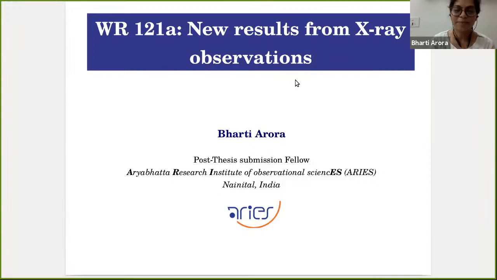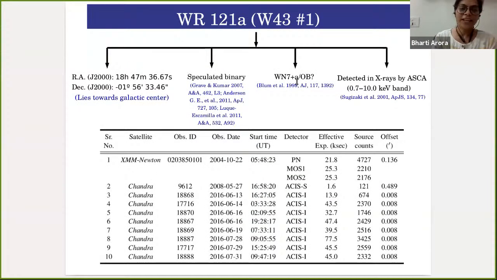Hello, everyone. My name is Bharti, and today I'm going to present the results we have obtained for a Wolf-Rayet star, WR121A. WR121A is a WR star located towards the galactic center. These are the equatorial coordinates of this source, and speculations were made previously that this object belongs to a binary system. The most probable components of this binary are a WN7 type Wolf-Rayet star in a binary orbit with an OB type star.